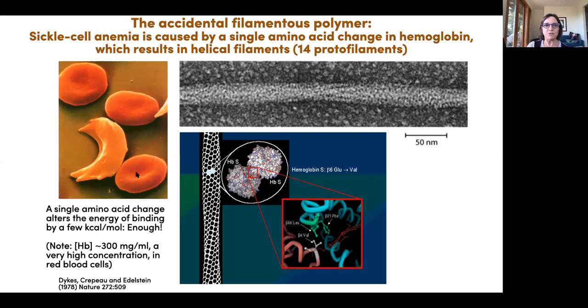And so this mutation is a single amino acid change on the hemoglobin protein that causes it to stick to itself a little bit. And the result is that it can assemble into this kind of very large filamentous structure that looks very much like a tubulin, a microtubule, essentially. It's a hollow structure with 14 protofilaments.